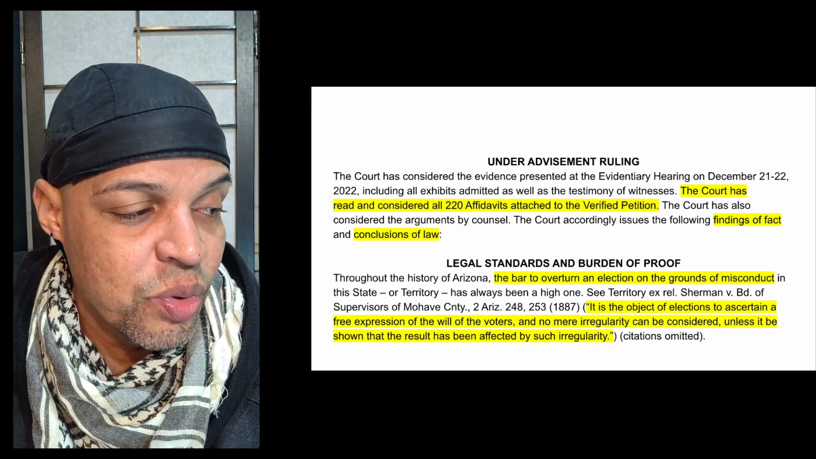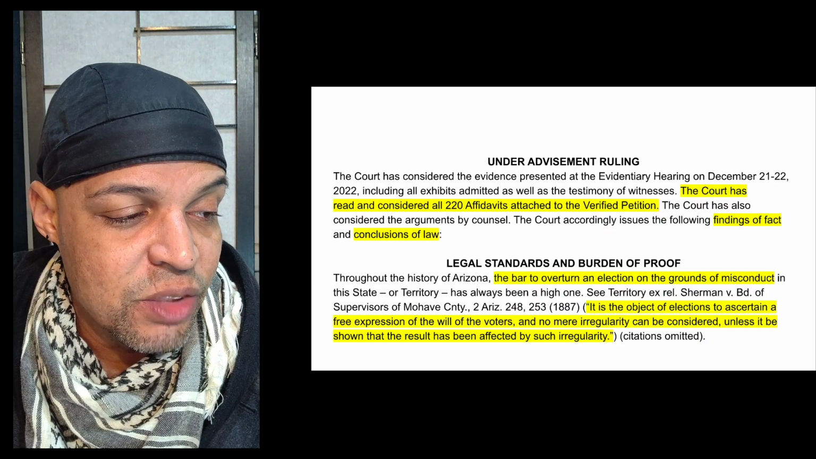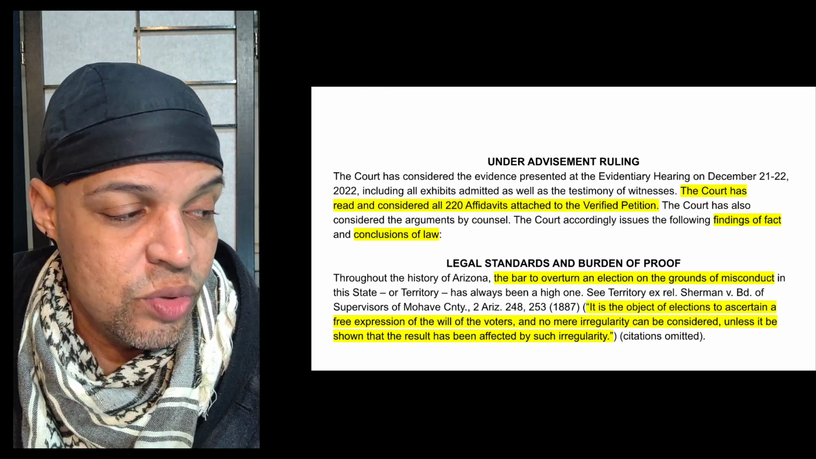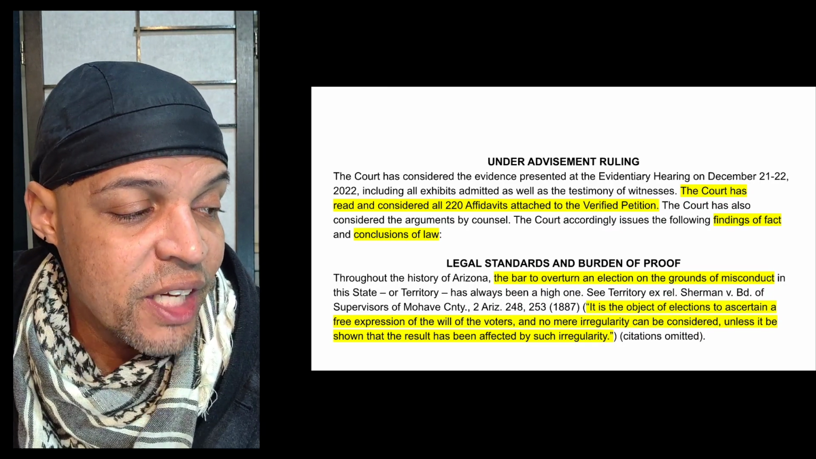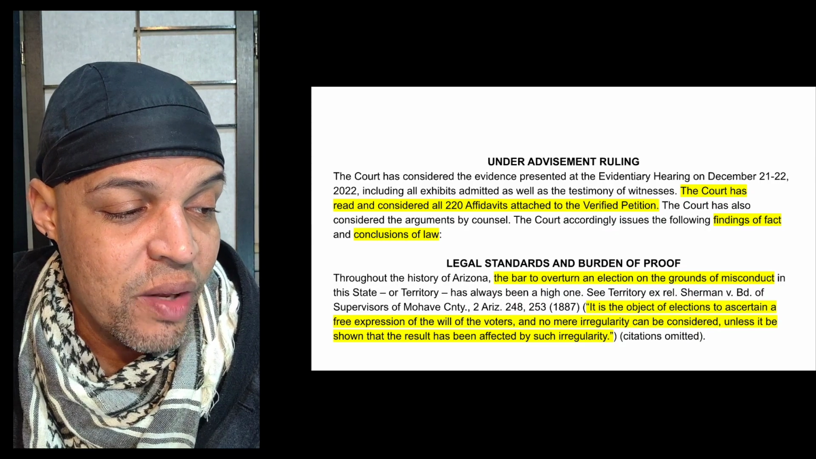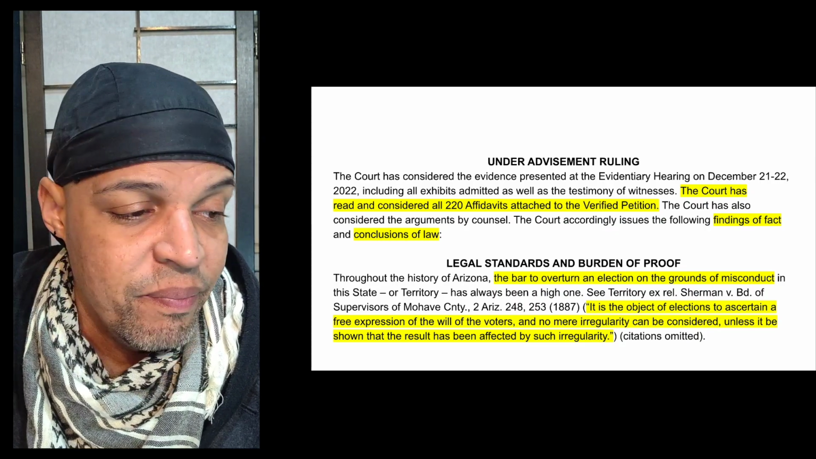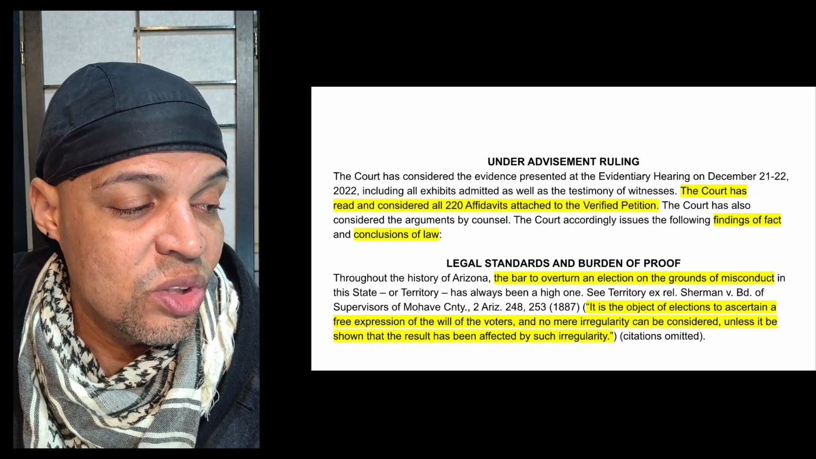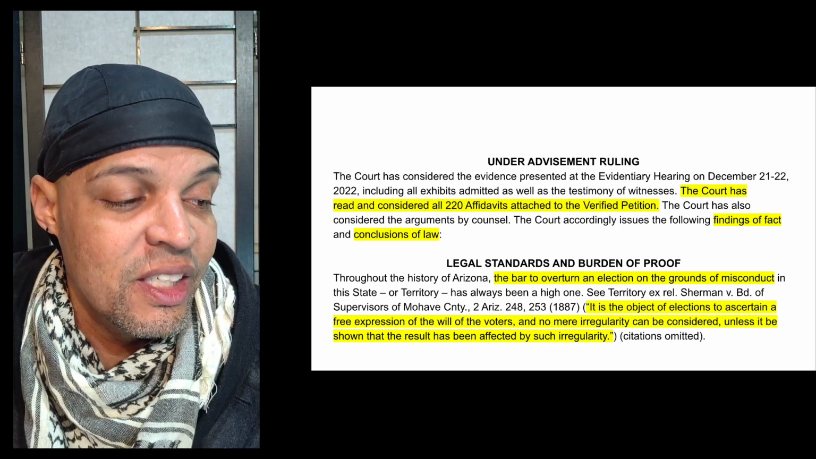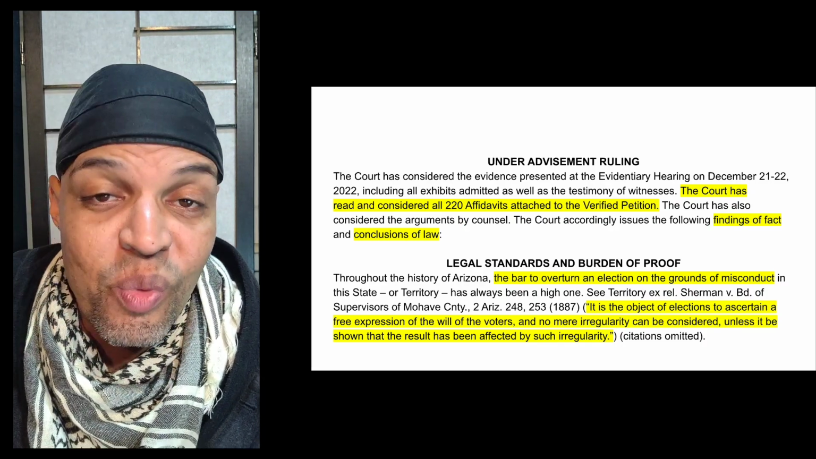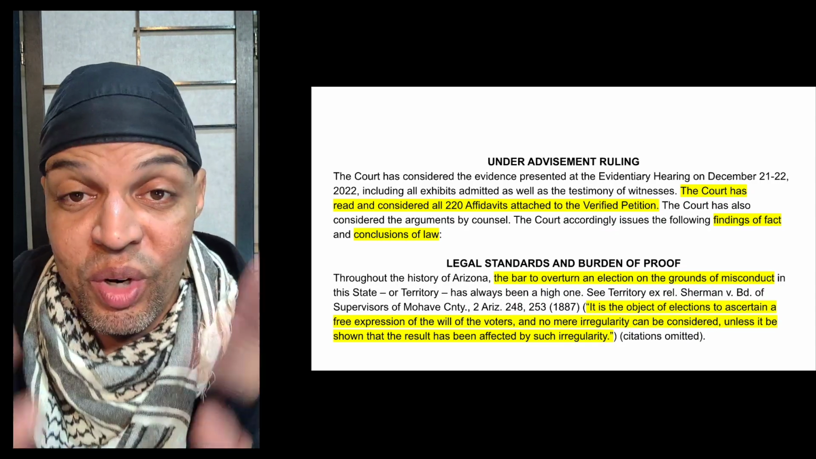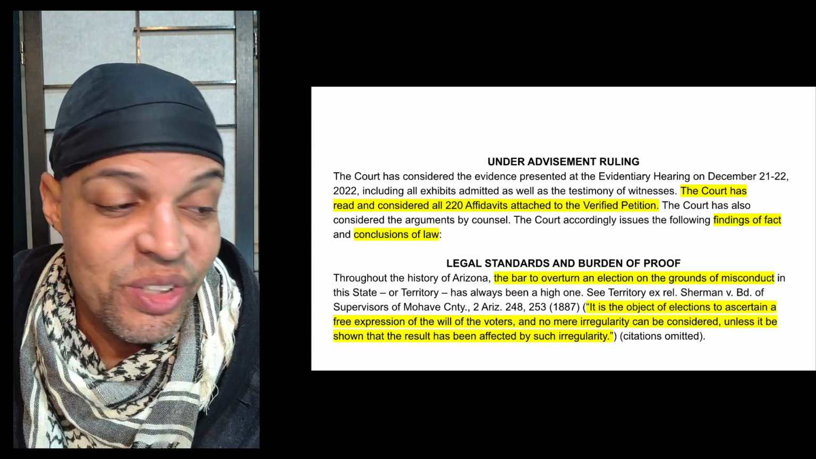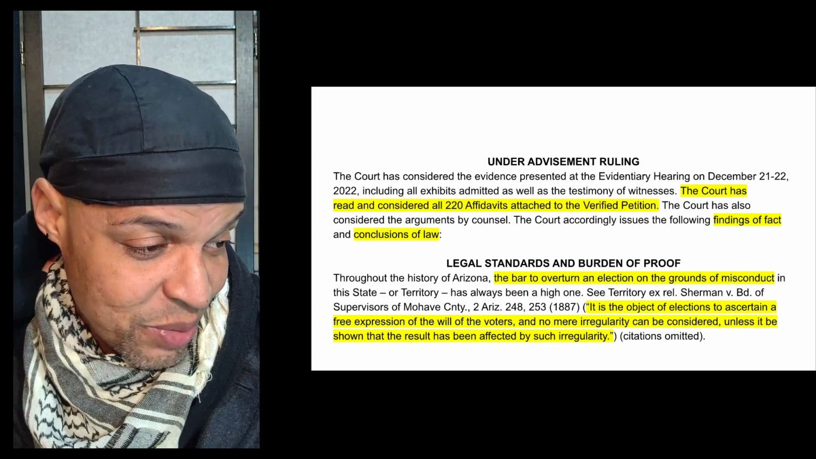Okay. Under advisement ruling. The court has considered the evidence presented at the evidentiary hearing on December 21 through 2022, including all exhibits admitted as well as the testimony of witnesses, okay? The court has, we got a highlight right here, read and considered all 220 affidavits attached to the verified petition. We wonder how those affidavits were actually sent in. Were they written correctly? Did they come under the correct status, standing, and jurisdiction? I don't know. We're just going to read the words and see what's up.